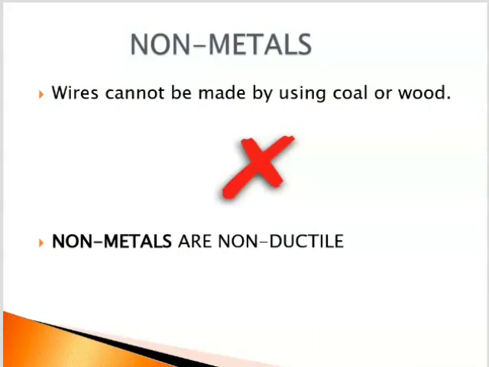Children, have you ever seen wires made from coal or wood? No, I don't think so. We cannot make wires using coal or wood. So, we can say that non-metals are non-ductile.